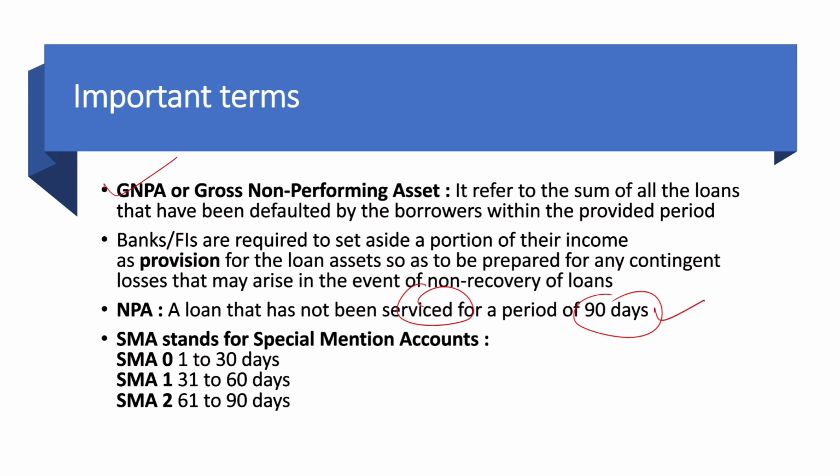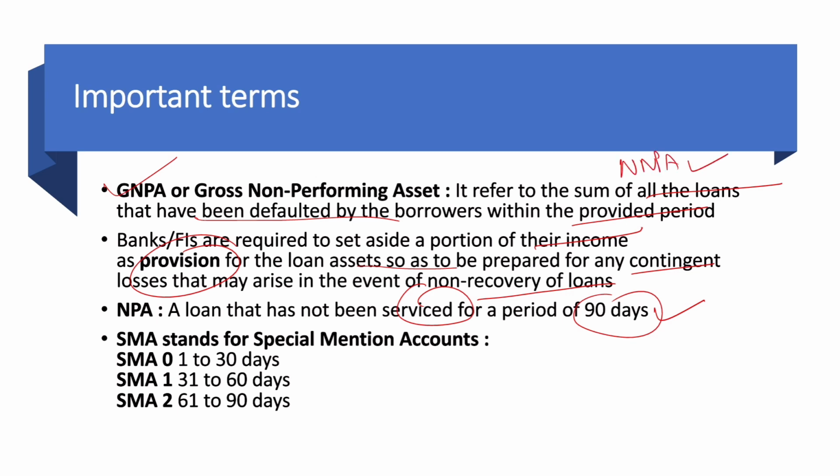Let us now go back to the gross non-performing asset. It basically refers to the sum of all the loans that have been defaulted by the borrowers within the provided period. The banks and financial institutions are required to set aside a portion of their income as provisions for the loan assets so as to be prepared for any contingent losses that may arise in the event of non-recovery of loans. So when we minus the provisions from the gross non-performing asset, what we get is the net non-performing assets.